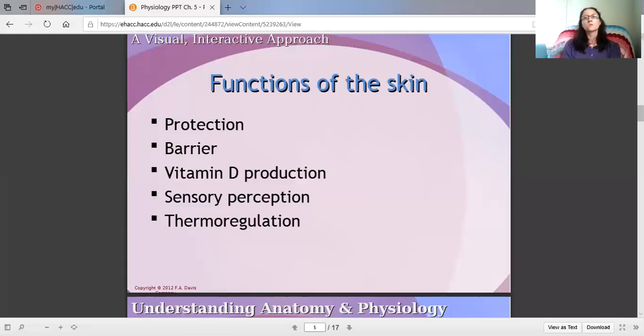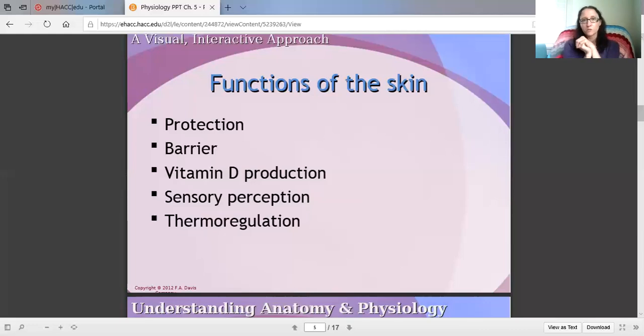And last but not least, we have thermoregulation. Thermoregulation is accomplished in one of two ways. So either your body tries to maintain its heat, like through the adipose layer, which keeps the heat in, insulates, if you will, or it tries to lose heat.